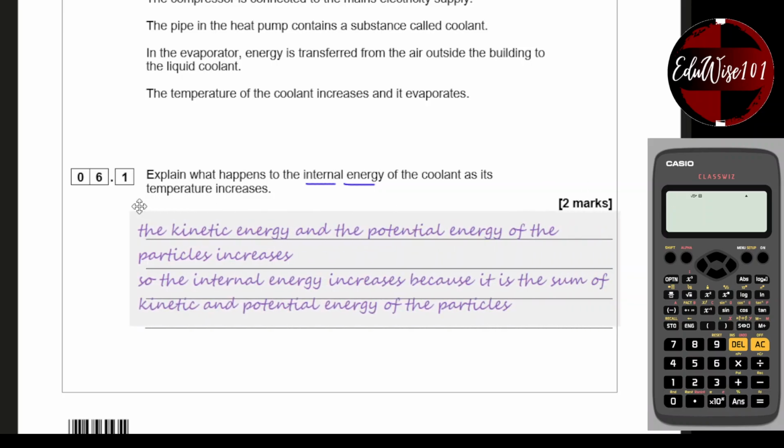So for 2 marks, the kinetic energy and the potential energy of the particles increases. So the energy contained in the bonds is referred to as the potential energy. So the internal energy increases because it is the sum, because you're trying to explain here. So you have to say, because it is the sum of the kinetic and potential energy of the particles. So 1 mark for that bullet point and 1 mark for that.